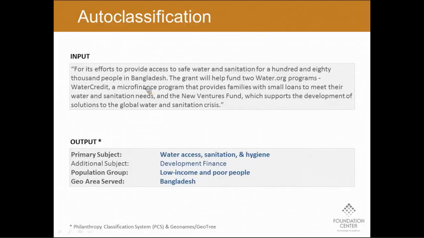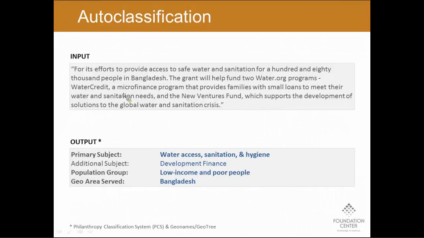Imagine you put in some text, and the text says, this is your project description, for its efforts to provide access to safe water and sanitation for 180,000 people in Bangladesh. The grant will help fund 2 water.org programs, et cetera. Just put in a description or a news article, or just say I'm looking for grants, or I'm looking for partners to help me with a primary or elementary school education program.